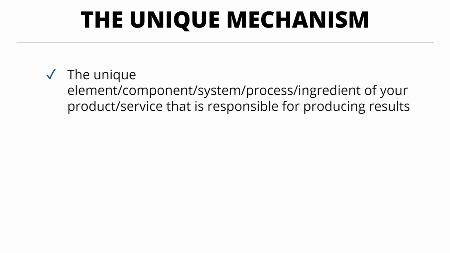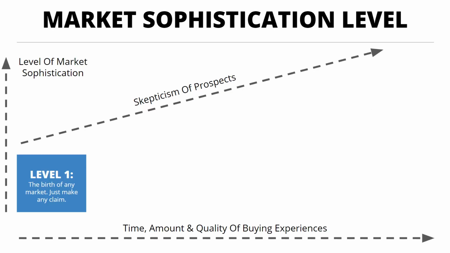But what we need to do is give it a unique name, and that's what's going to create your unique mechanism. Now, why is the unique mechanism important? Why do you need this, and how is it actually applied in your marketing? We really need to cover something else first, and that is the market sophistication level.